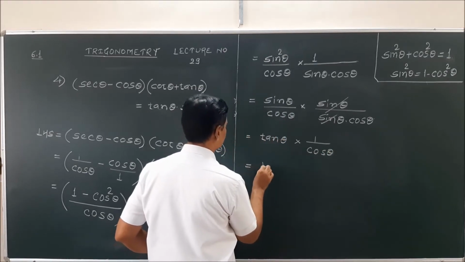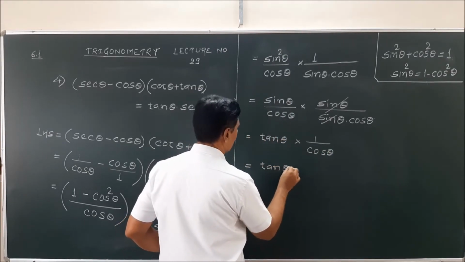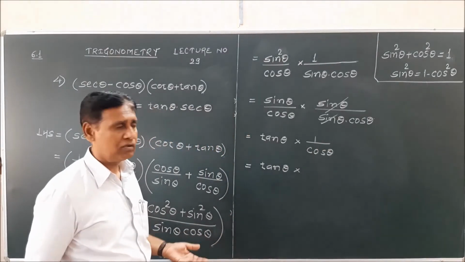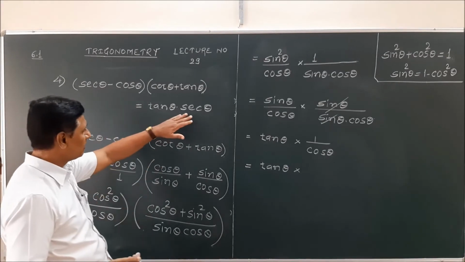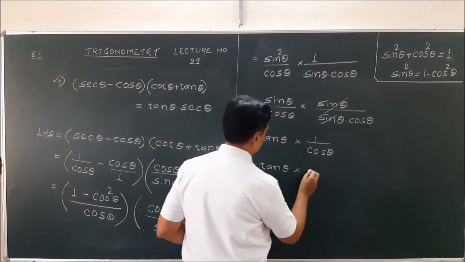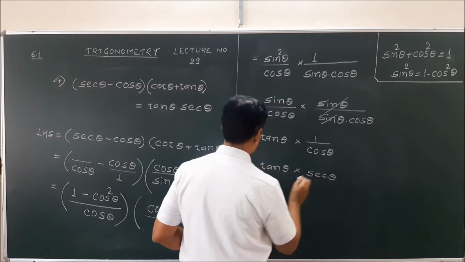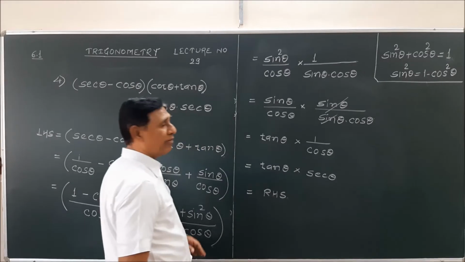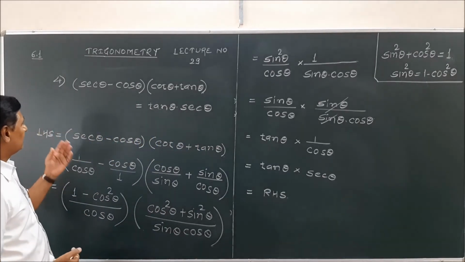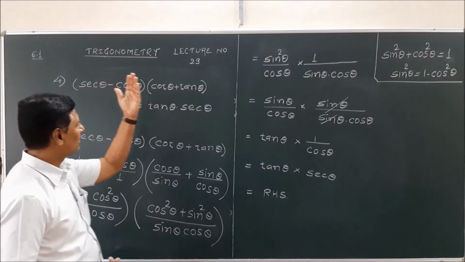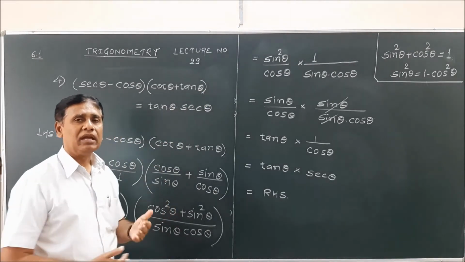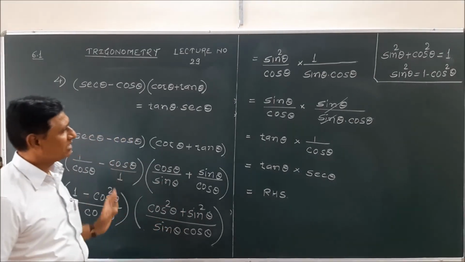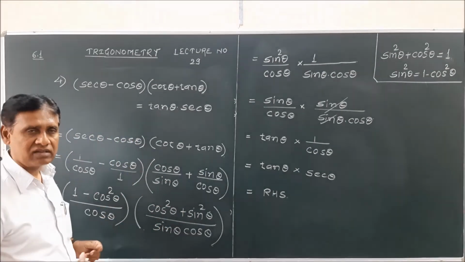So last step is tan theta into 1 upon cos. But what is 1 upon cos? We all know 1 upon cos is nothing but sec. So that is equal to RHS. Very important that sec theta, cot theta, tan theta, I converted them into the basic ratios, sin and cos. And then I simplified the brackets and I got the answer.